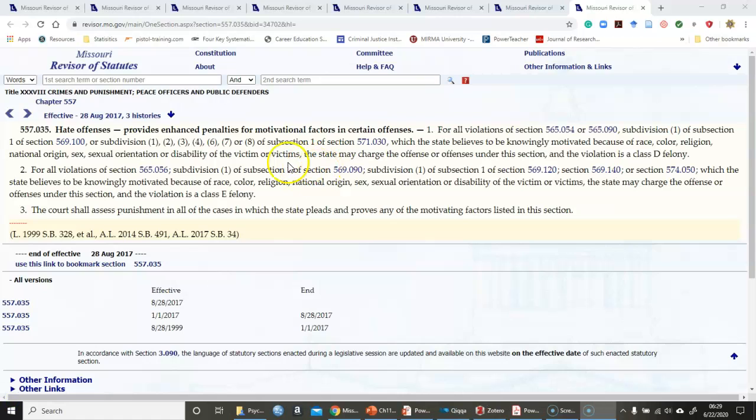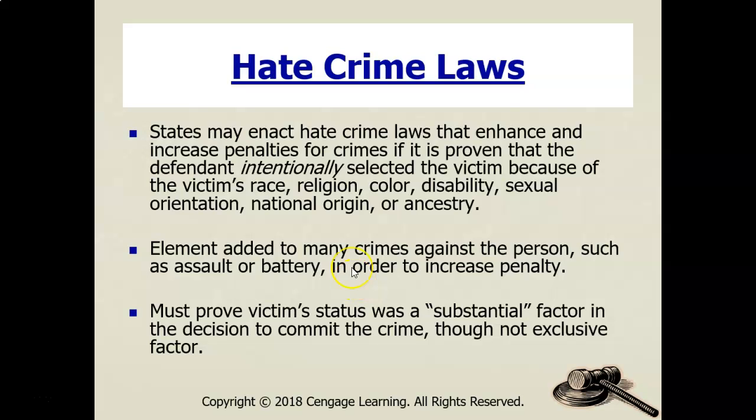And when we start looking at our statutes, for all violations of 565, it starts some enhancement, which states: believe knowingly motivated because of race, color, religion, national origin, sex, sexual orientation, or disability of the victim, the state may charge the offense or offenses under this section as a hate offense, and it's a Class D felony. So Missouri does have our hate crime statute. Depending on where you work or what jurisdiction you work with, they may be worded just a little bit different.